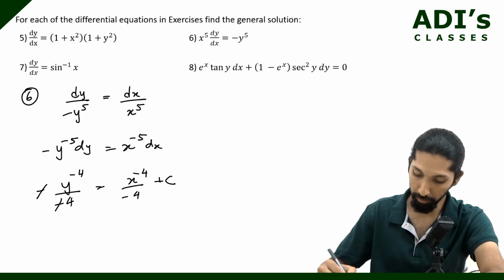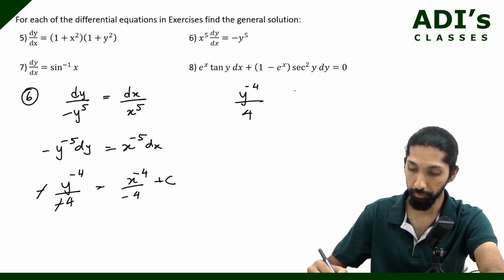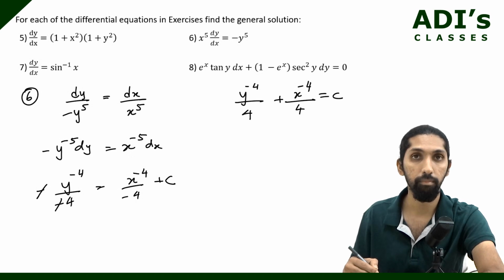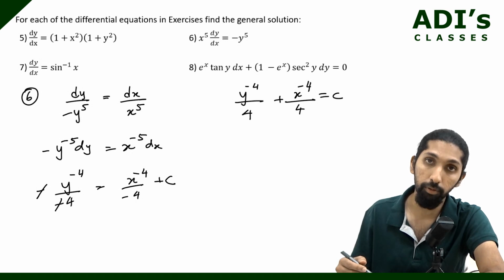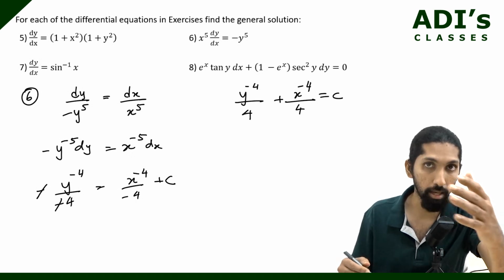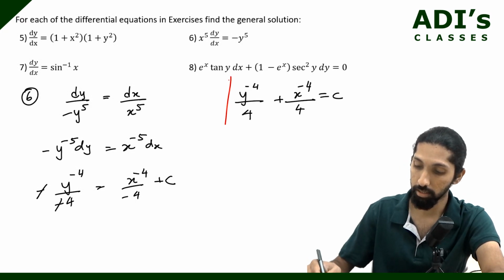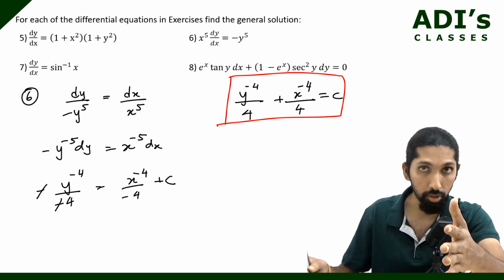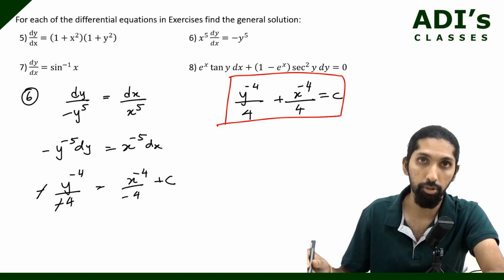You have y to the power of minus 4 divided by 4 plus x power minus 4 divided by 4 is equal to c. Now if you want, you can write y power minus 4 as 1 by y power 4, or x power minus 4 as 1 by x to the power of 4, or you can keep it as it is. So this is going to be the answer for the sixth question. Fair enough? Now let's do the seventh question.